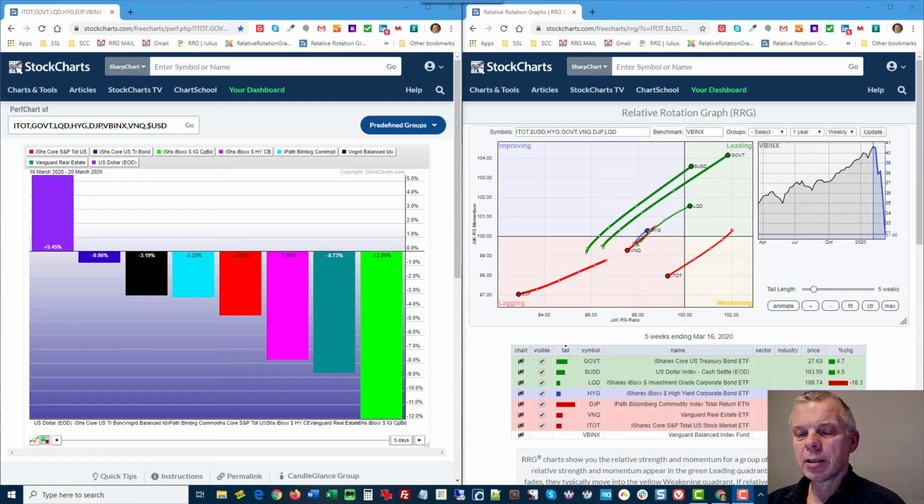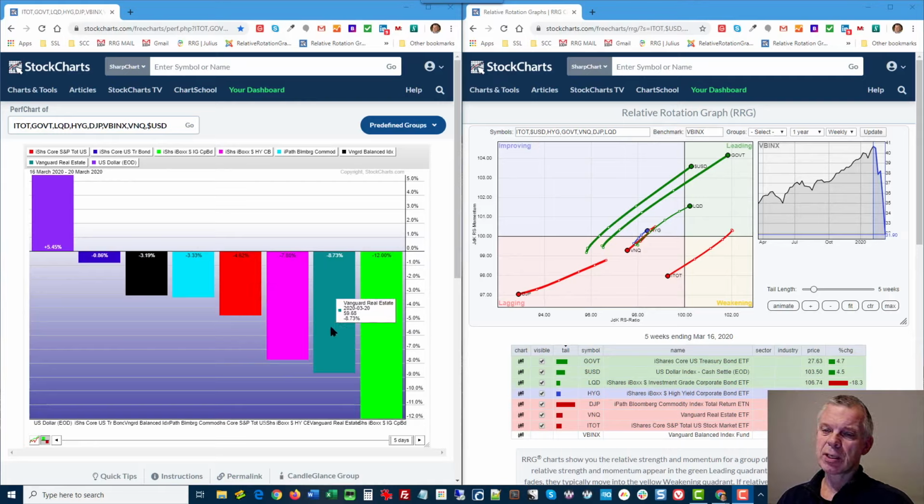And here we are. On the left hand side you see the perf chart for some asset classes that we usually track here, and on the right hand side you will see the accompanying relative rotation graph. Another weak week for a lot of asset classes. The only one with a positive return was the US dollar. Treasury bonds were only down 86 basis points, and then we have the benchmark that we use, the VBINX, closely followed by commodities, and then ITOT, the core S&P total stock market, down 4.6% for the week.